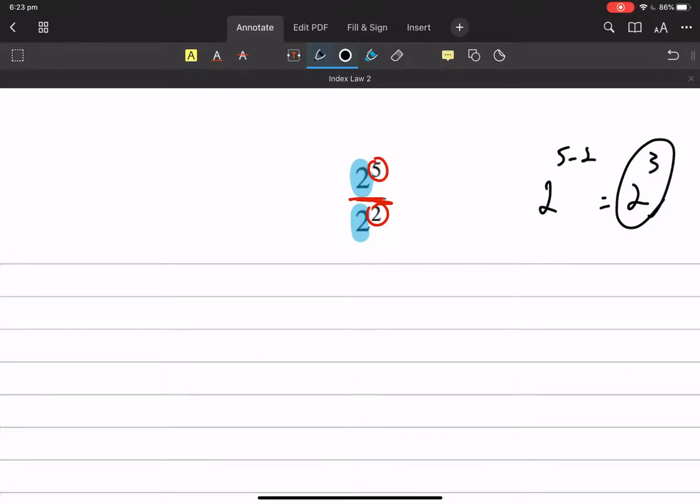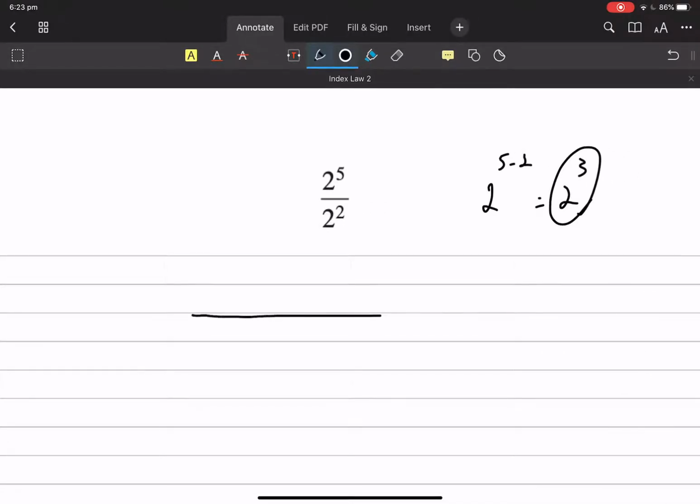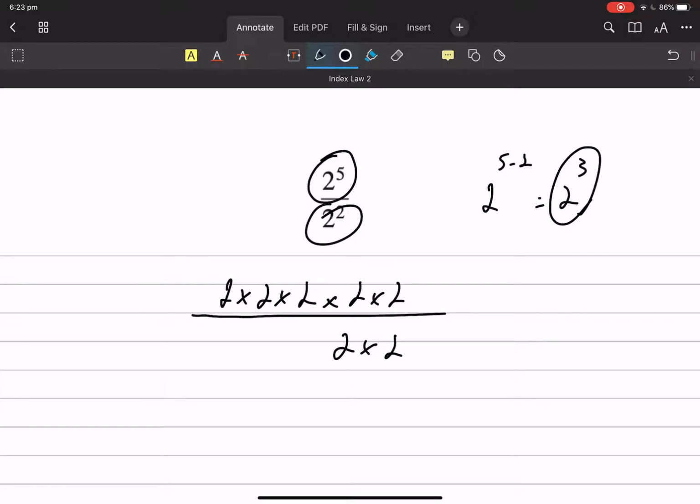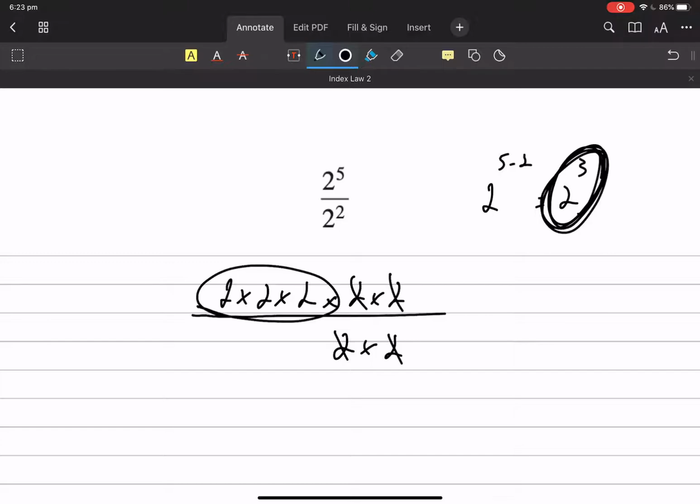Okay, so let's get back into seeing how that works. Then it will be much easier to see. I'm going to write that again. 2 to the 5 is 2 times 2 times 2 times 2 times 2. 2 squared is 2 times 2. And because of our cancelling, we know that those 2s cancel each other out. And what are we left with? We're left with 3 twos, which is our answer over here. So you can sort of see how this law works.